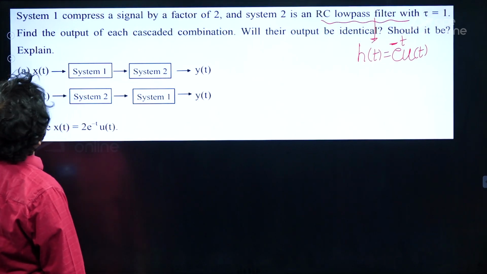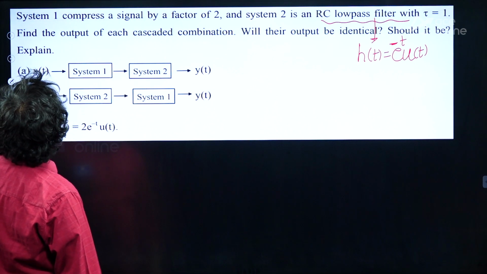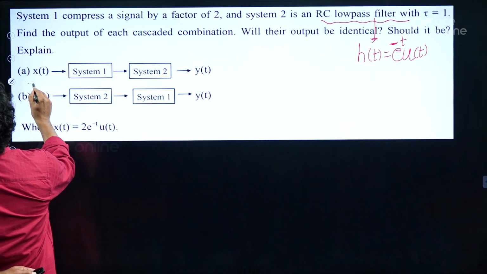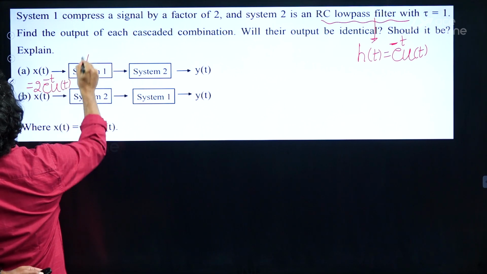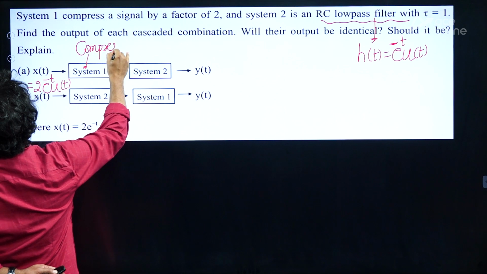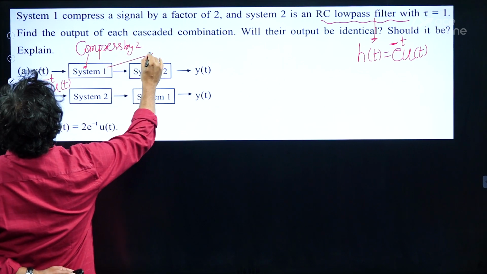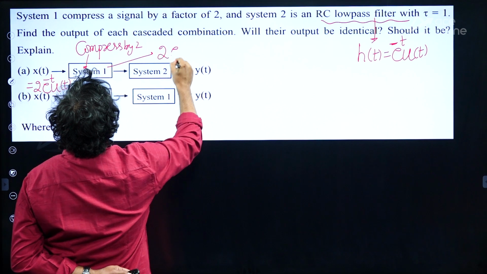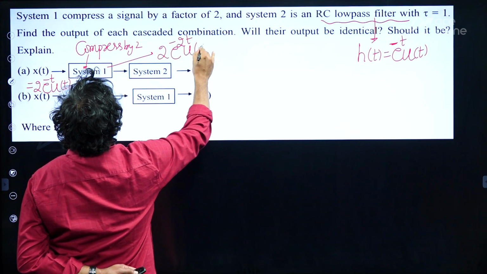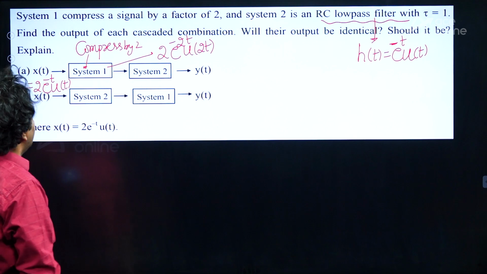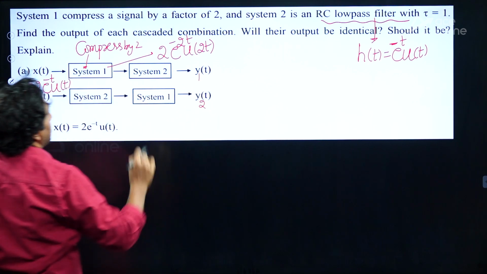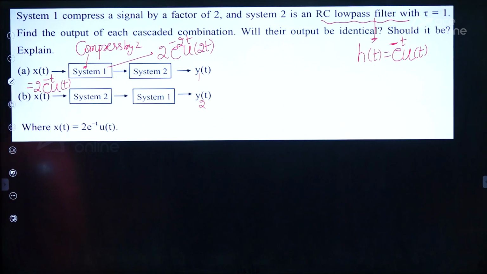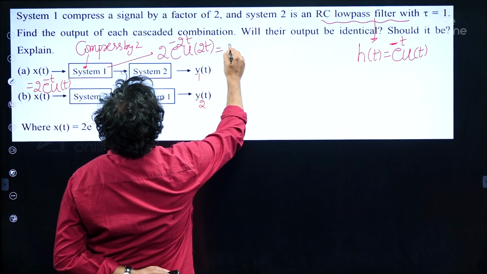For x(t), he wants to give the input as 2e^(-t)u(t). This is compressed by 2, so what will happen there? 2e^(-2t)u(2t). Let me name these y1(t) and y2(t) for understanding: the first combination output I am writing as y1(t), the second combination as y2(t). Anyway, the scaled version of the step function is itself.